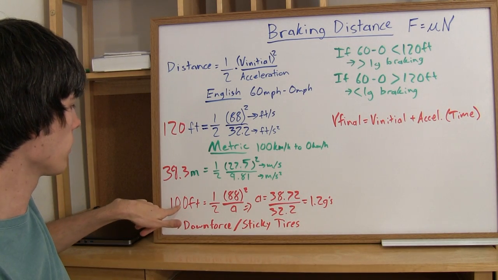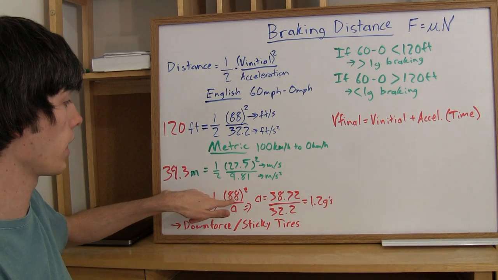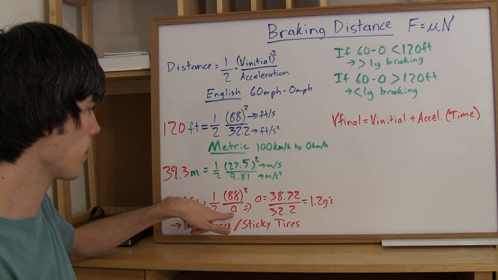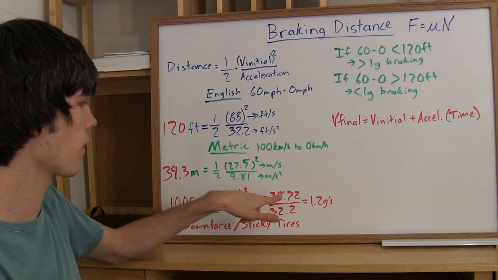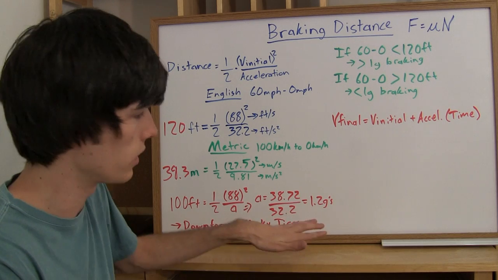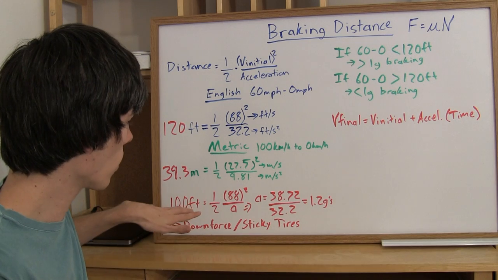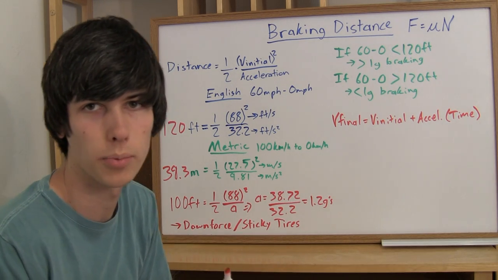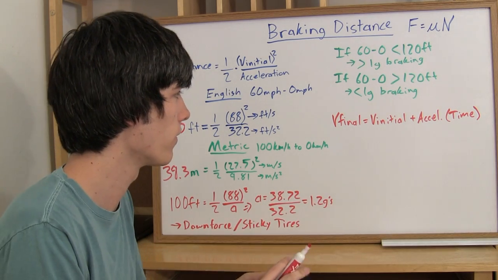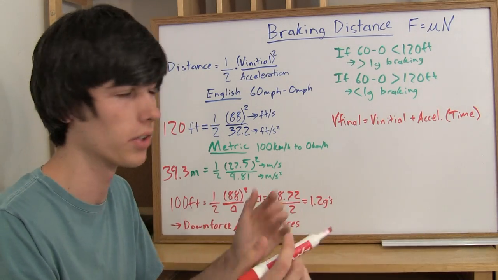All right, so let's say the car did stop from 60 to 0 in 100 feet. If you put 100 feet equal to 1/2 times the initial velocity, 60 miles per hour, or 88 feet per second, squared, divided by the acceleration, and solve for the acceleration, you get 38.72 feet per second squared. To find out how much this is in G, you divide by 32.2 and you get 1.2 G's. So a car that stops in 100 feet from 60 miles per hour is stopping with 1.2 G's. That's a really impressive number, if it is possible for a certain car.